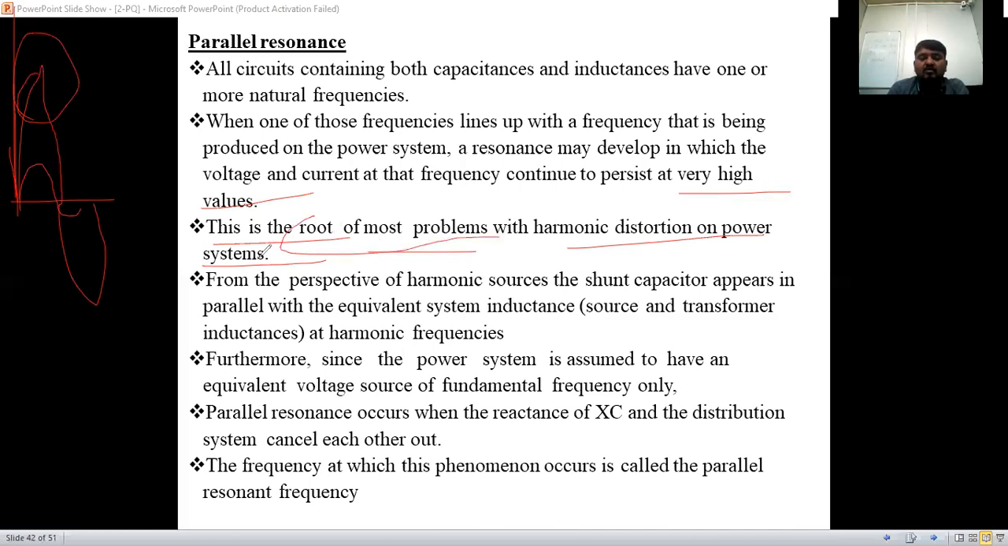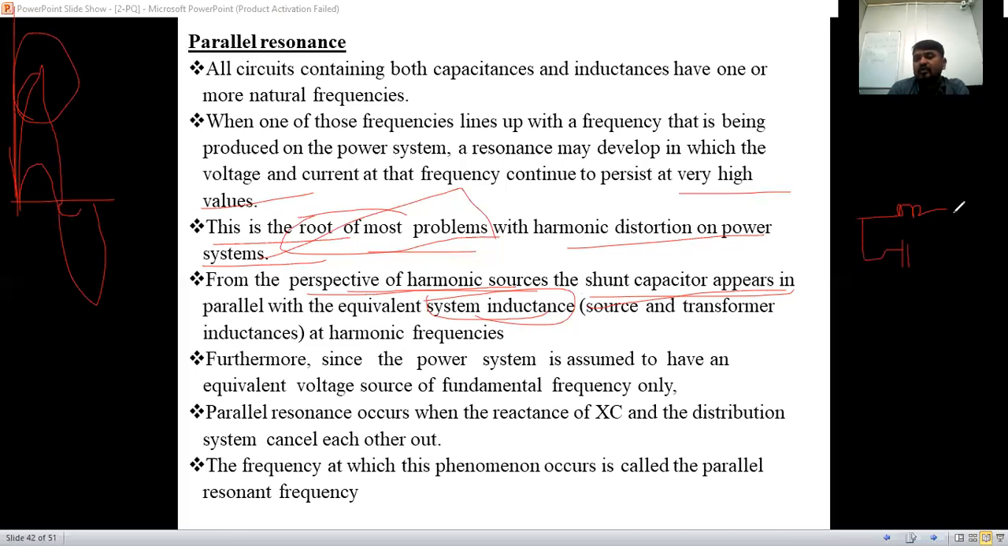Now this is the root of most of the problems. From the perspective of harmonic sources, whatever the non-linear load we are going to use, the shunt capacitors appear in parallel with the equivalent system inductance. On one side the system inductance is there, and in parallel with that, the shunt capacitor appears. So the inductance and the capacitance are both connected in parallel here.